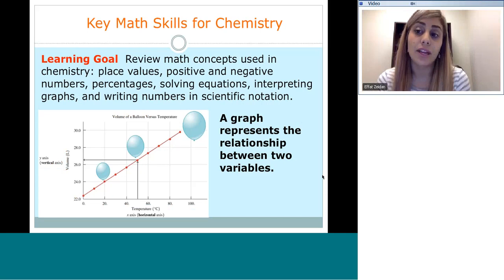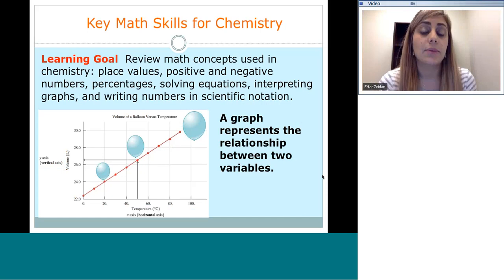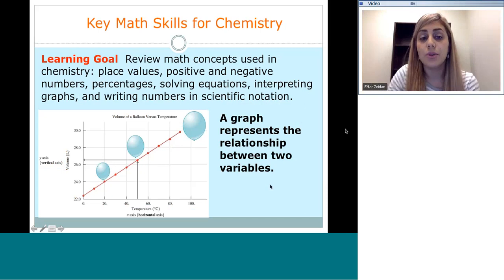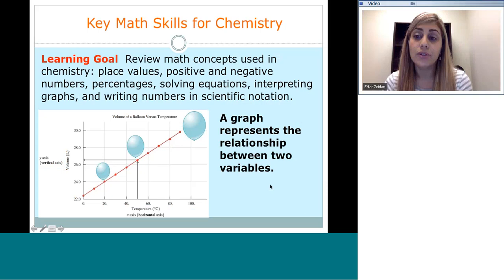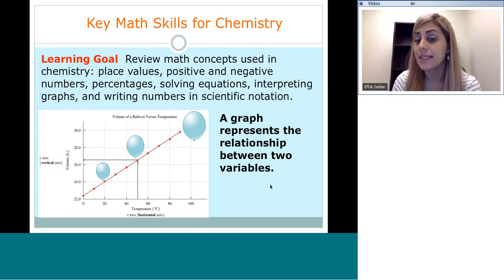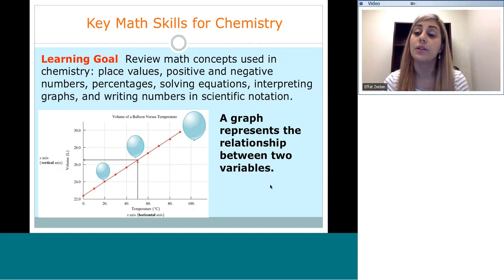Now, key math skills for chemistry. We do need to review some key math concepts used in chemistry. We will be required to know these concepts for this course: place values, positive and negative numbers, percentages, solving equations, interpreting graphs, and writing numbers in scientific notation. These are skills that we will need to know throughout this course.